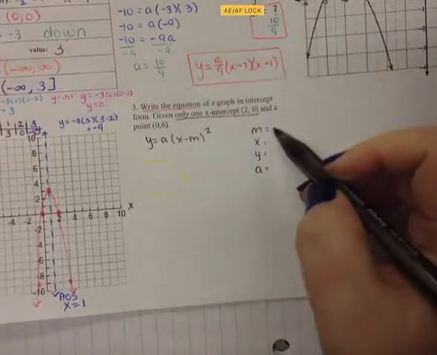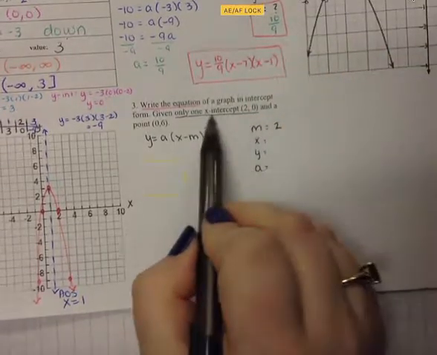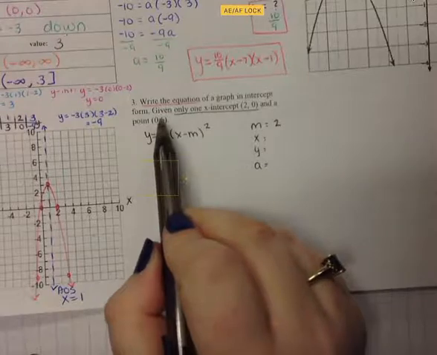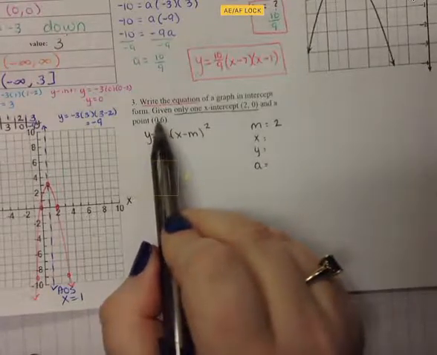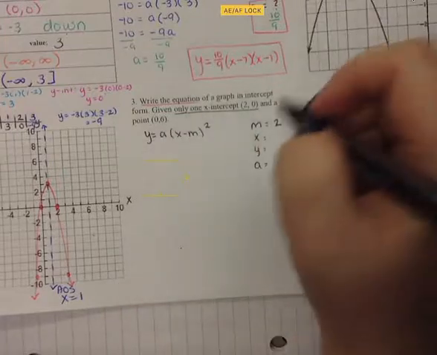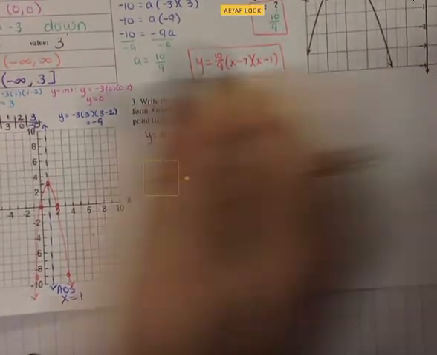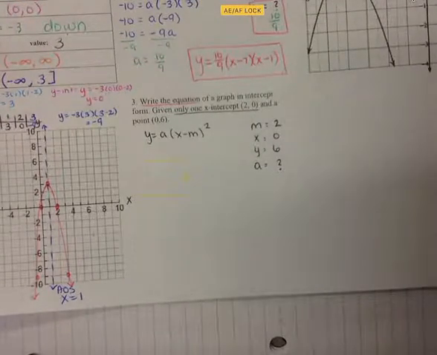So our m value on this one is going to be 2, because that's our x-intercept. And then we have a point, a coordinate. This is just a random coordinate. This is the y-intercept, but that's fine. It's a random coordinate. It's 0 and 6. So x is 0 and y is 6. A is our question mark. We're going to plug them in.